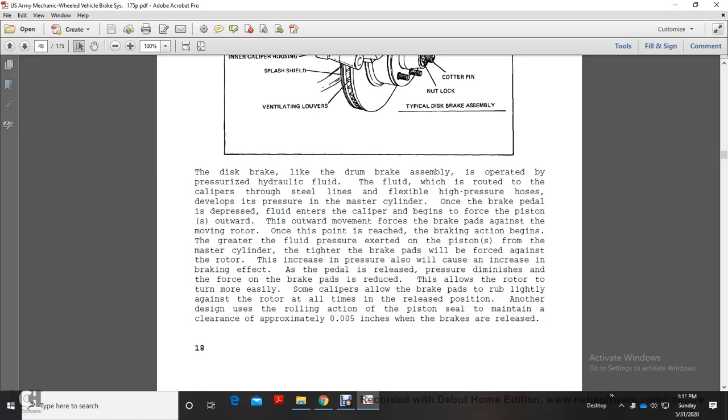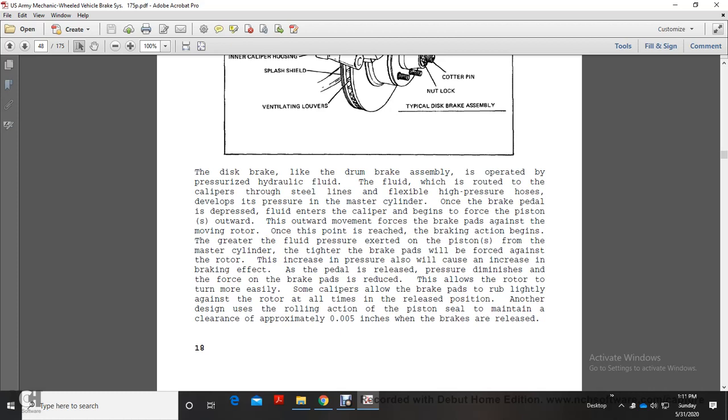The force of the brake begins with the moving motor. Once the braking action is reached, the fluid pressure exerted by the piston from the master cylinder forces the brake pads against the rotor. Increased pressure also increases the braking effort, and as the pedal is relieved, the pressure diminishes and the force on the brake pad is reduced.